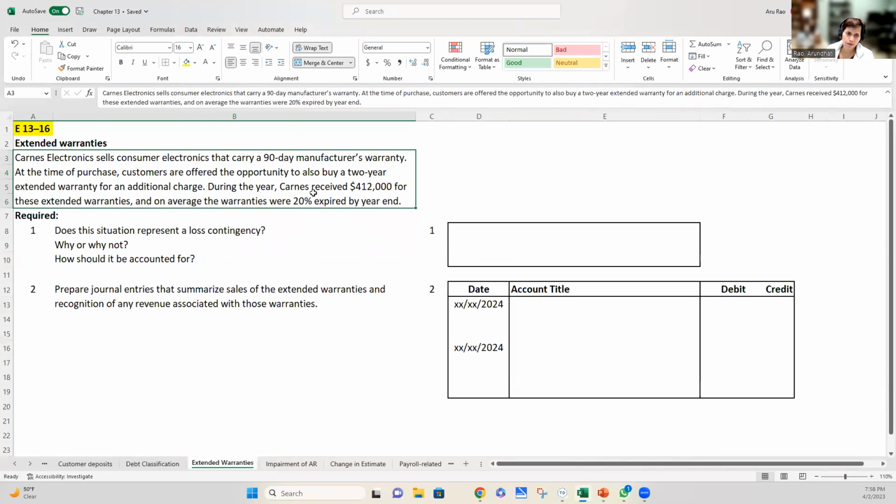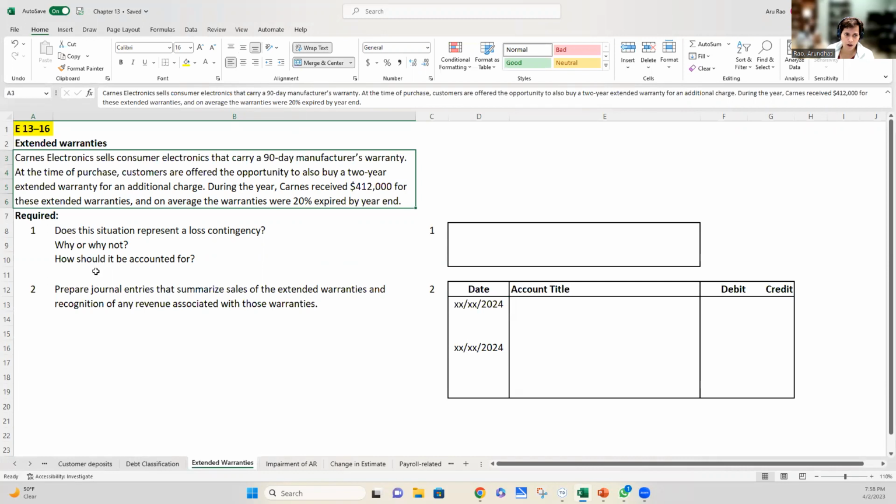During the year, we received $412,000 for the extended warranties. And on average, the warranties are 20% expired by the year end. So this is an ongoing business we have. So instead of doing the straight line, they're telling us exactly what amount we need to recognize as revenues. So before we get to that, let's see what questions are being asked.